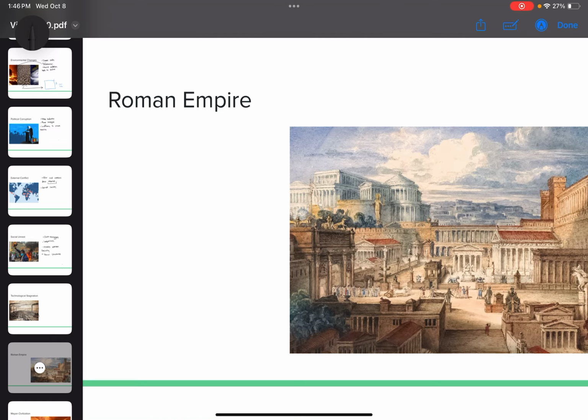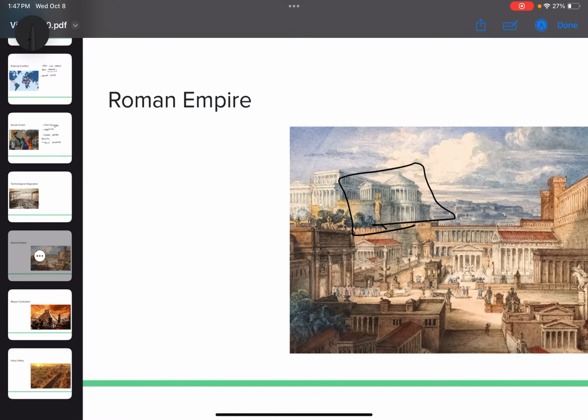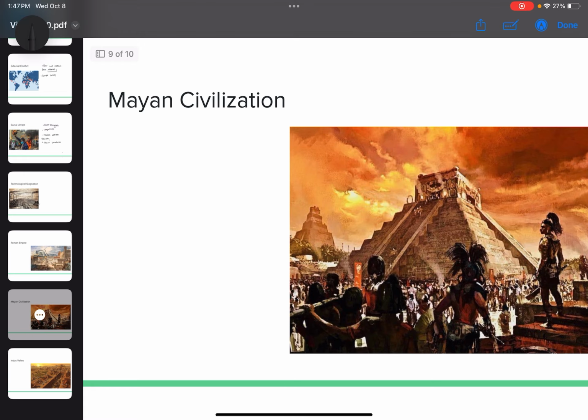Again, going back, political corruption comes from weak leadership, power struggles, and an inefficiency to create stability. Some of these big buildings here would be where government would be held. In Rome, they were having issues deciding who would be that republic and who would lead them in that capacity as well. In contrast, the Mayan civilization began to exhaust their resources.